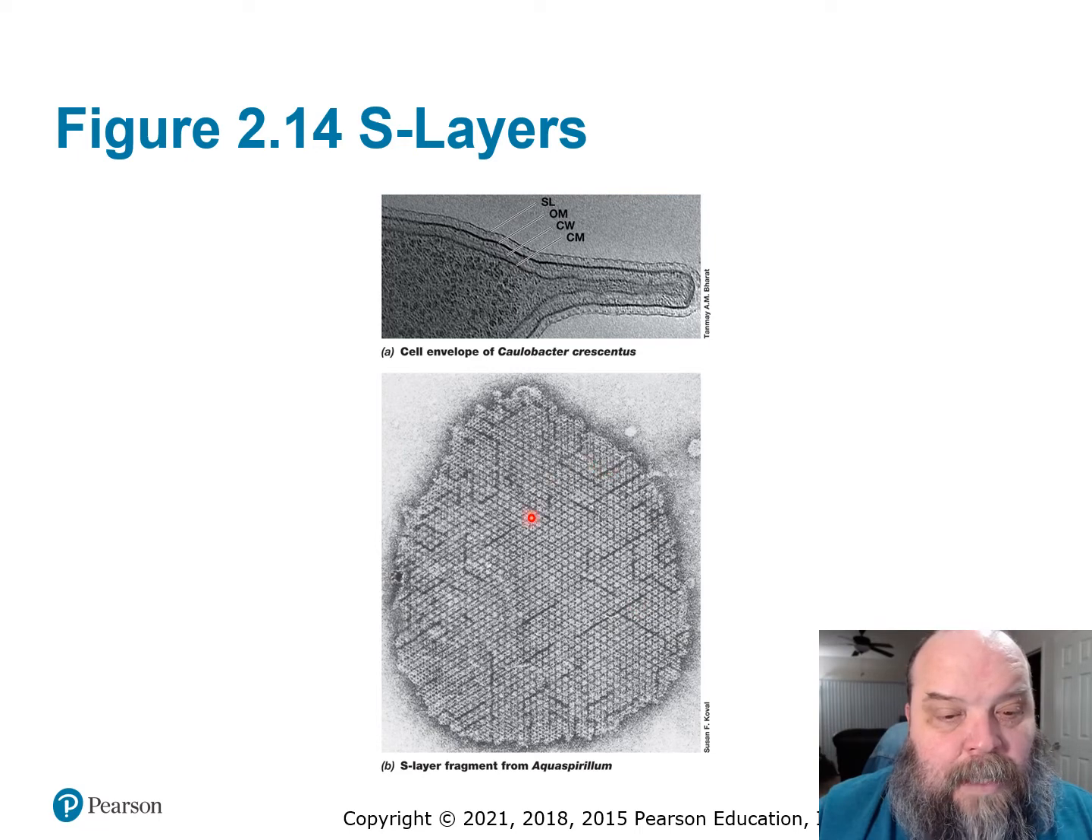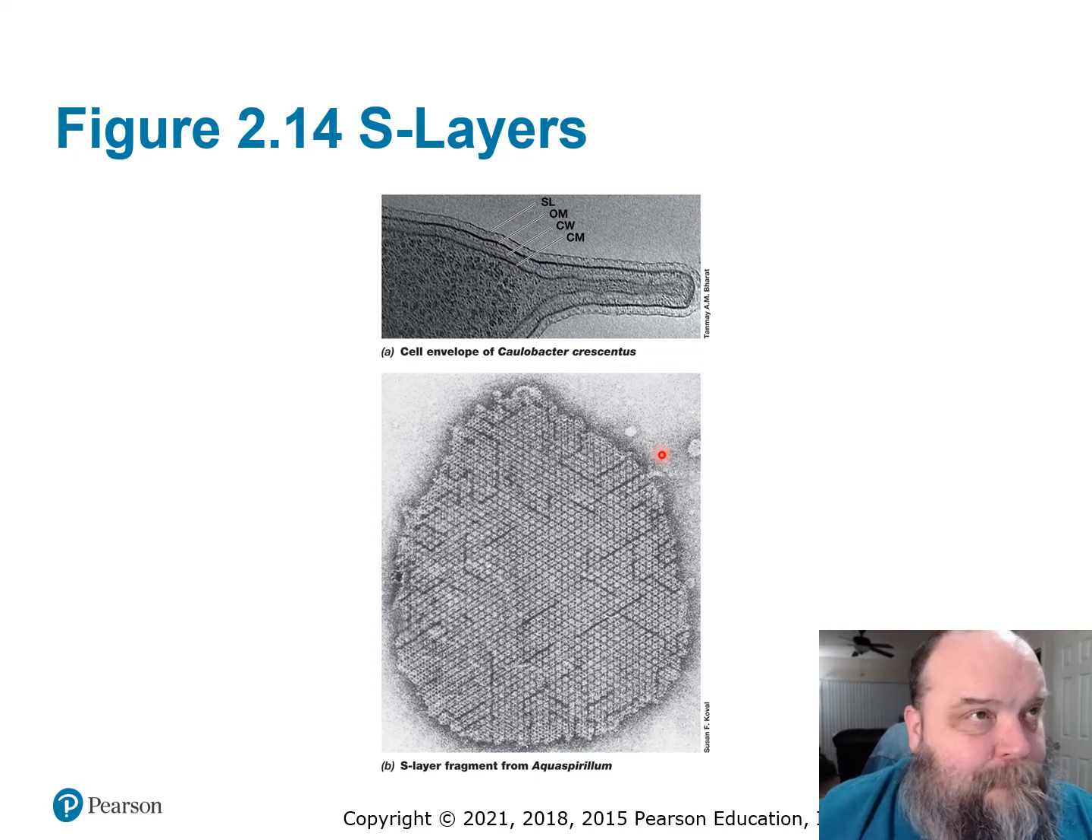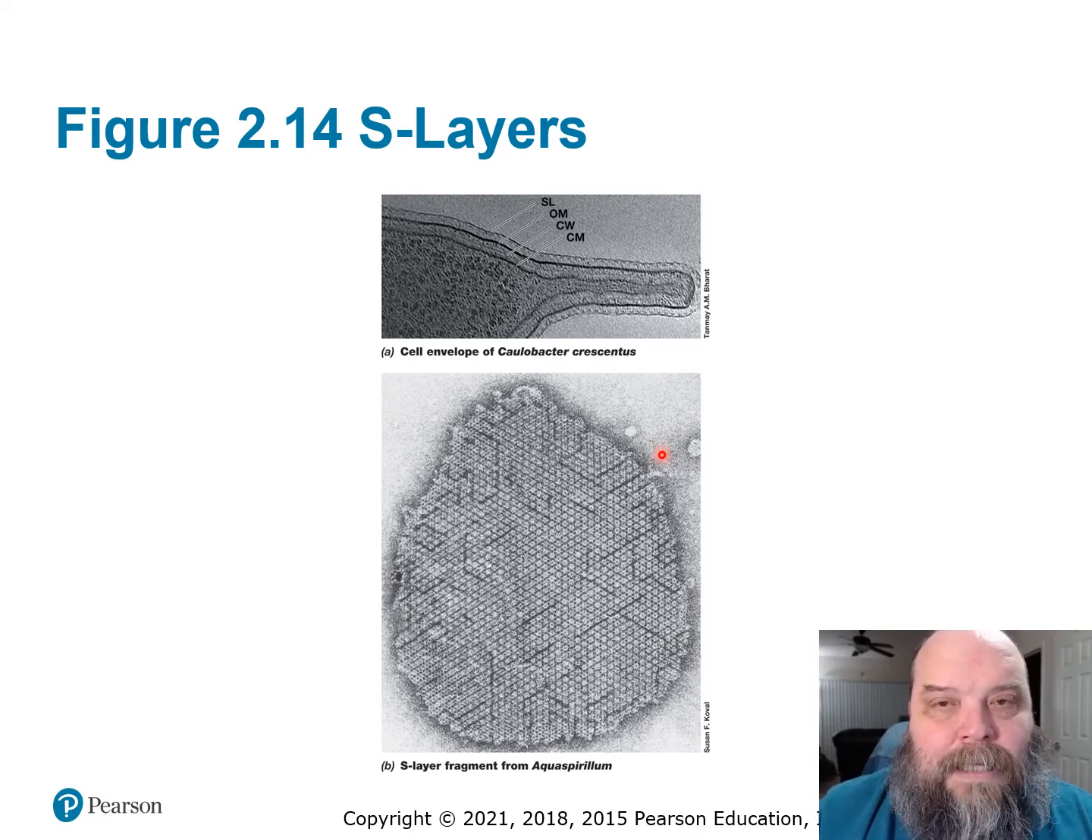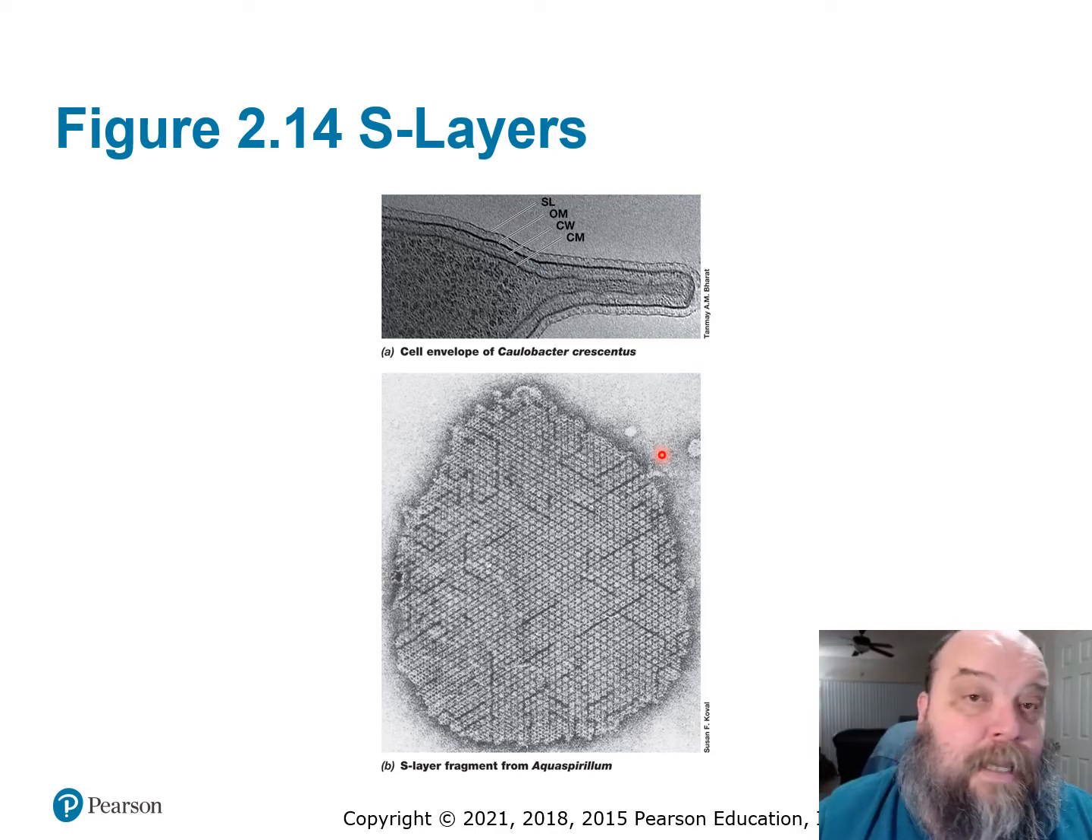So you see this latticework. This is the outer surface. And you'll see CM cell membrane, CW cell wall, outer membrane, and then the S layer. Boom, boom, boom, boom. Just another way to have a rigid outer layer to maintain shape no matter what's happening in the environment.